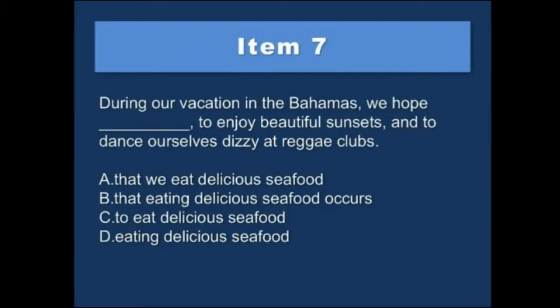Item 7. Which fills in the blank correctly? During our vacation in the Bahamas, we hope blank to enjoy beautiful sunsets and to dance ourselves dizzy at reggae clubs. Is it A. That we eat delicious seafood? B. That eating delicious seafood occurs? C. To eat delicious seafood? D. Eating delicious seafood?